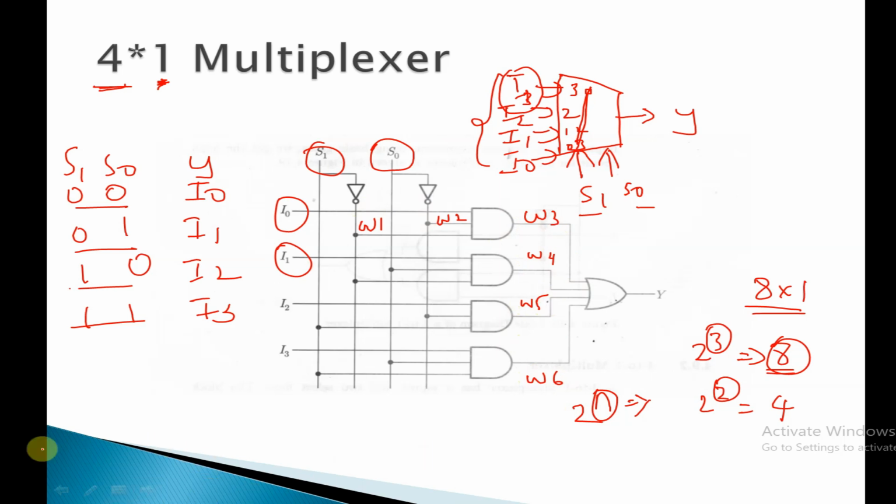Is it clear how to calculate the number of wires? We need to implement this particular design using gate level modeling.